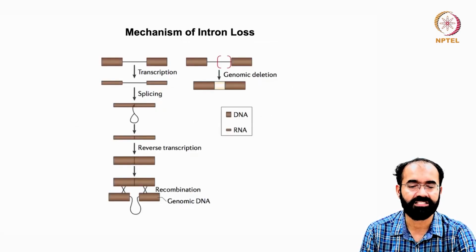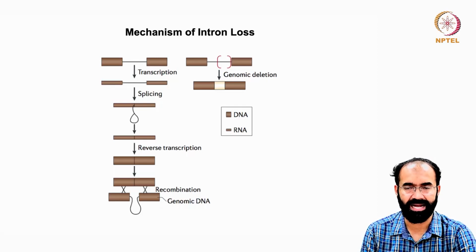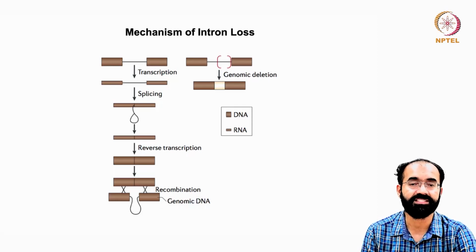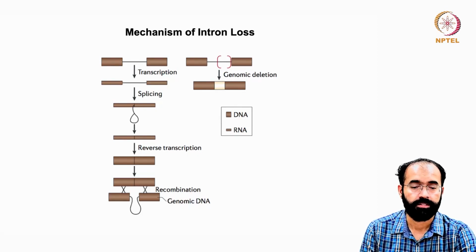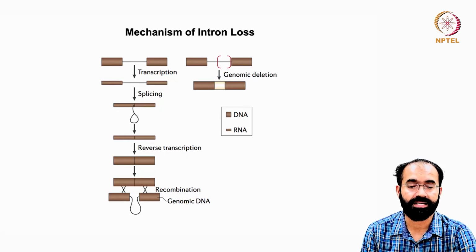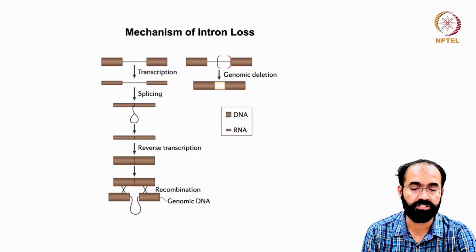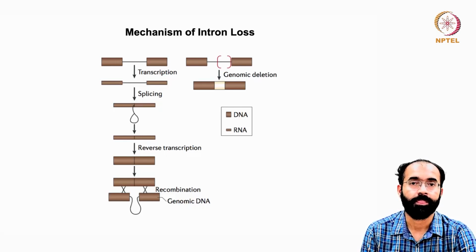Let us see the mechanism of intron loss. This is an exon, this is another exon, this is an intron, and transcription takes place. This is fat because it is a representation of the DNA. Once transcription takes place, you have a single stranded exon and intron, and the splicing takes place, and you end up getting exon-exon fusion and the intron is removed. Now you have two exons fused together. What if this undergoes reverse transcription?